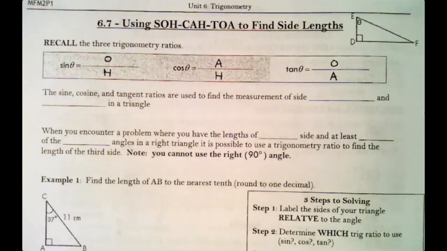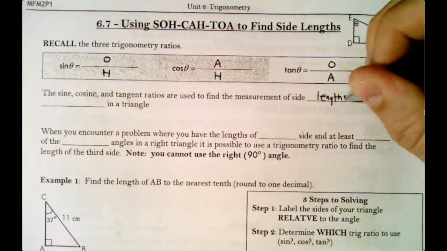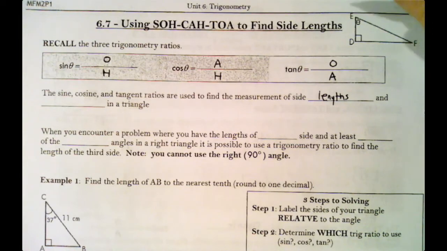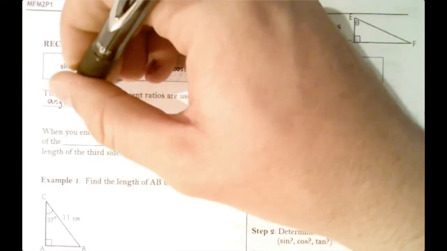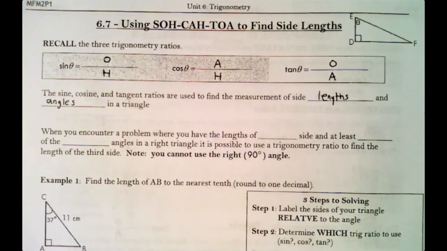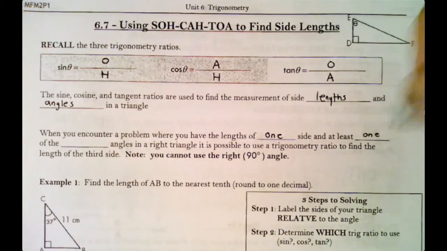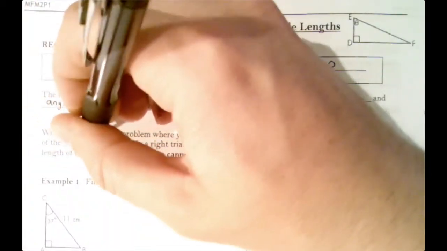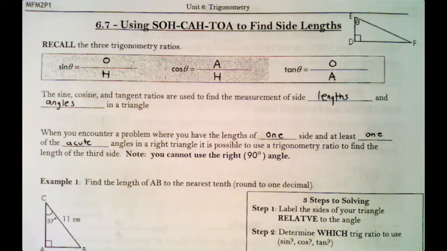So the sine, cos, and tangent ratios are used to find the measurements of lengths and angles in a triangle. When you encounter a problem where you have the length of one side and at least one of the small acute angles, it is possible to use trigonometry to find the length of the third side. You can't use the right angle, 90 degrees. You have to have one of the other angles.